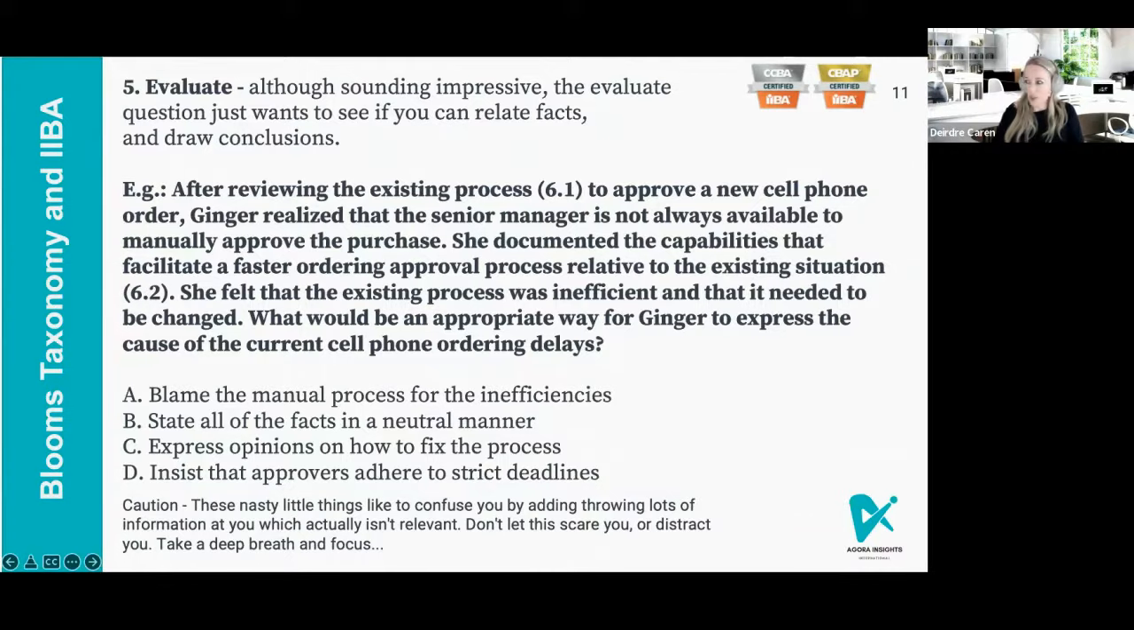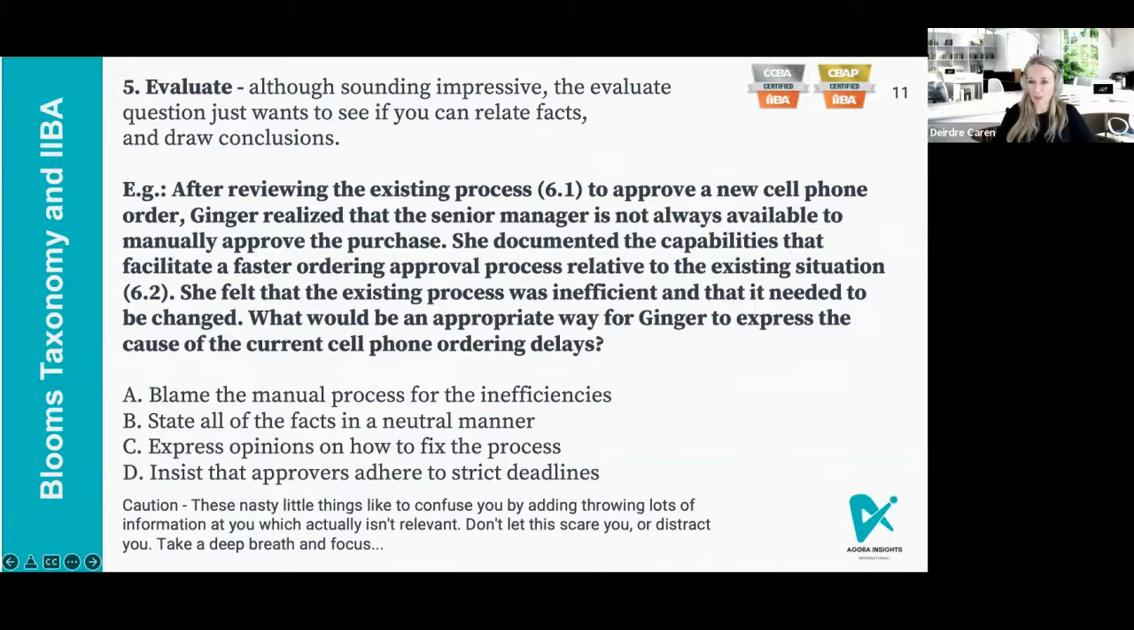Now we're going to look at evaluate. So evaluate, although it sounds impressive, the evaluate question. Now remember what we were comparing: lemons with mandarins. And so you're starting to pull a whole lot of pieces together. That's what you need to do in the evaluate stage.